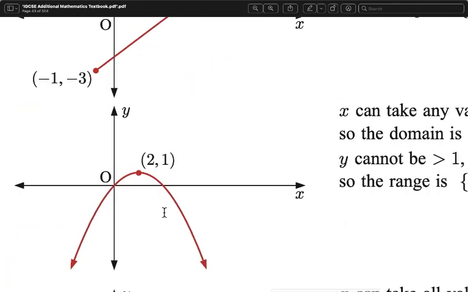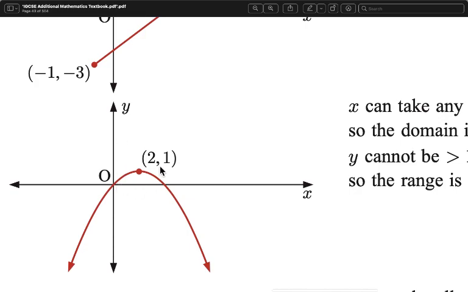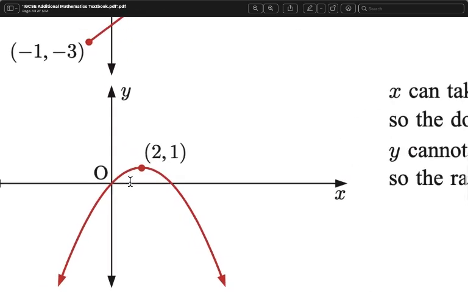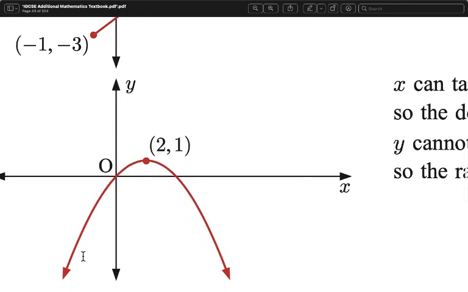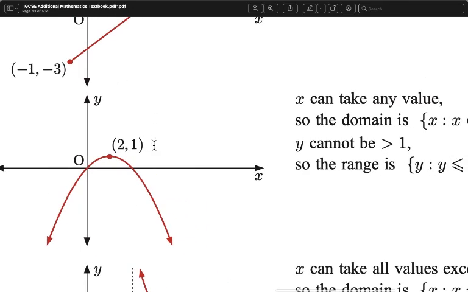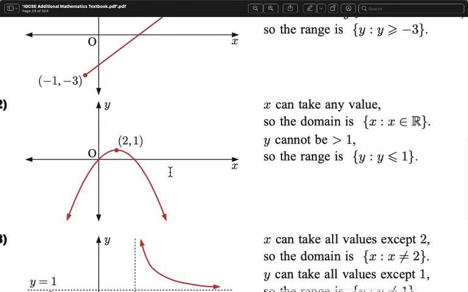But look at y. The maximum point of y is 1, and below 1, y will keep on decreasing, but y will not exceed 1. So the range is y equal to or smaller than 1.